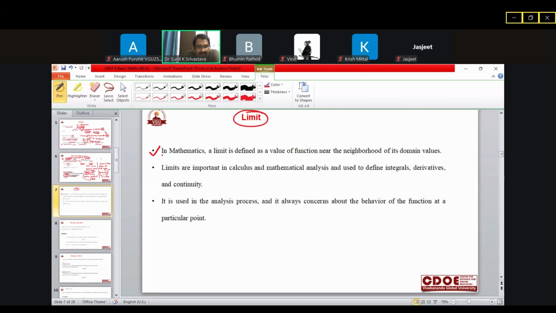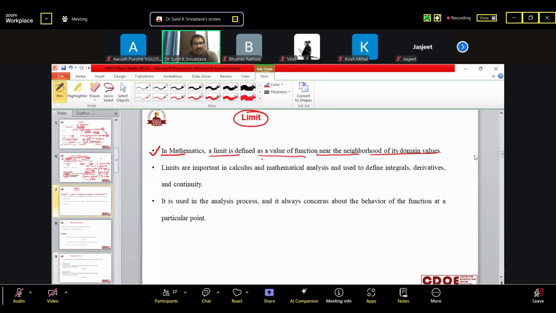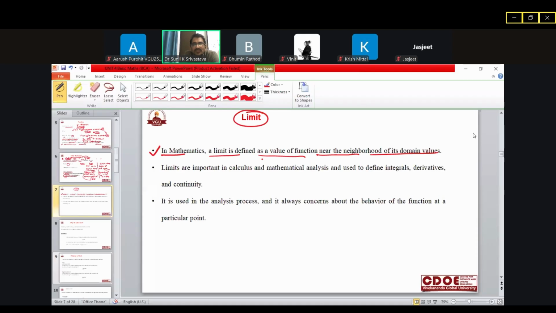In mathematics, a limit is defined as the value of the function near the neighborhood of its domain values. Suppose you are going to find the value at x is equal to 1, and at x is equal to 1 the function value cannot be determined in any way. So we have to give the nearest approach to find the values, and that approach is known in mathematics as the limit. How it is useful, we learn here.